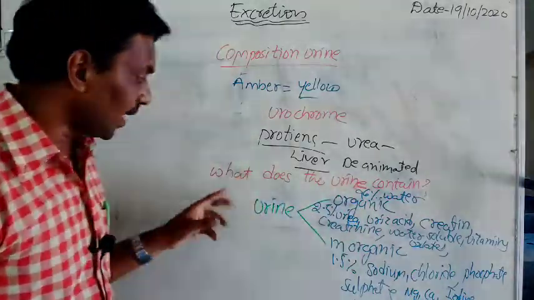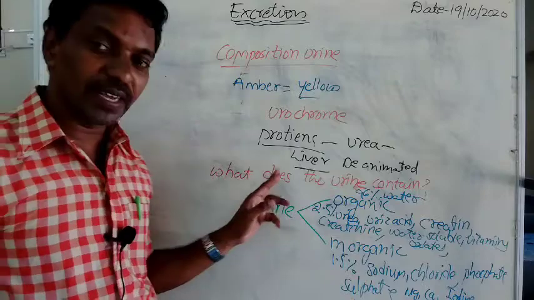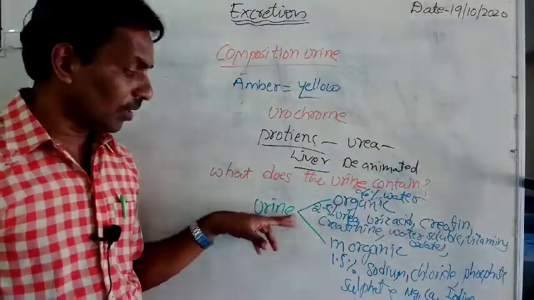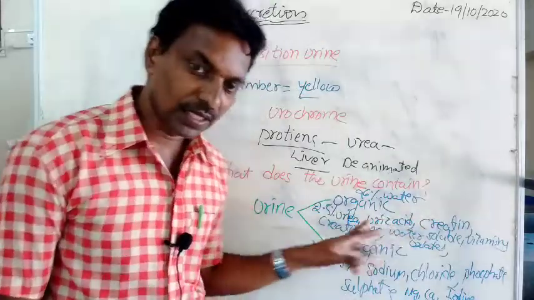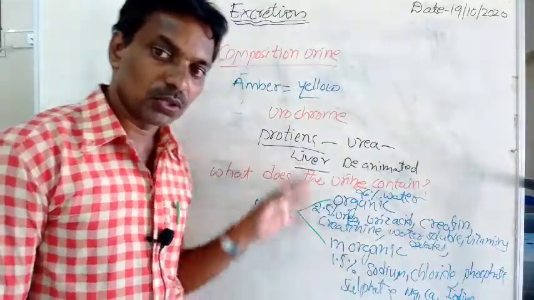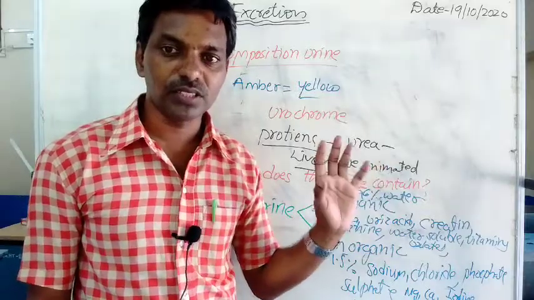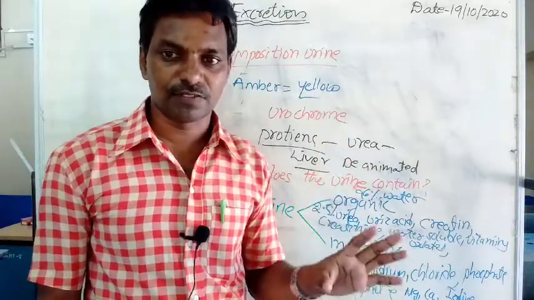So these are all present in the urine. So what did I ask? What does the urine contain? Urine contains 96% of water, organic substances these, inorganic substances those. So all are present in the urine. This is what urine consists of.